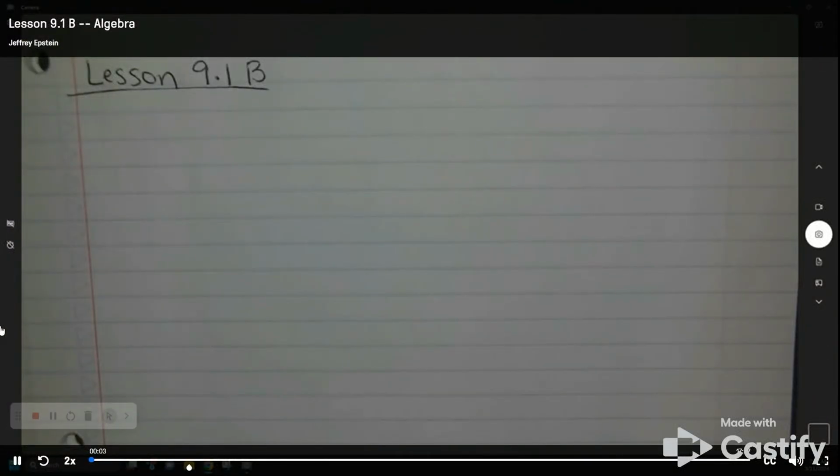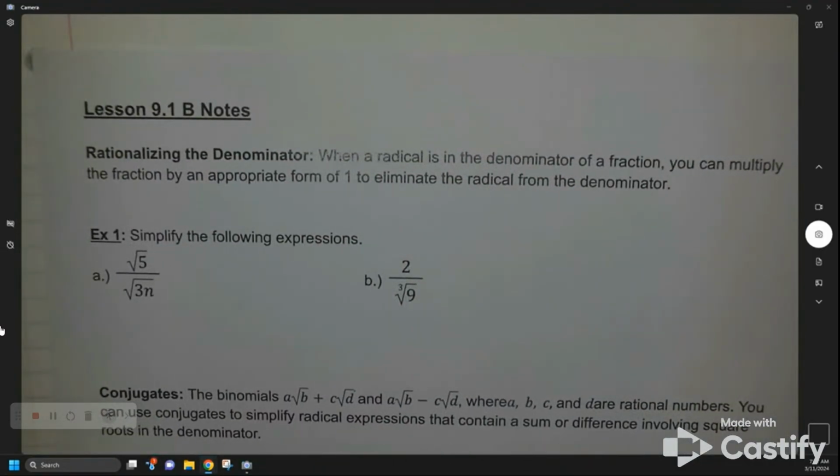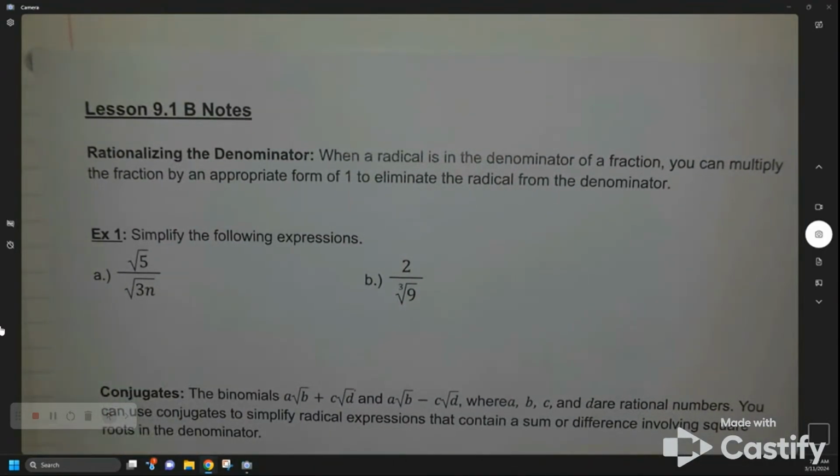This is lesson 9.1b. In this lesson, we're going to continue to talk about radicals, and we're specifically going to talk a little bit at the beginning here about rationalizing the denominator. So when a radical is in the denominator, remember, in the bottom of your fraction, you can multiply the fraction by an appropriate form of 1 to eliminate the radical from the denominator.